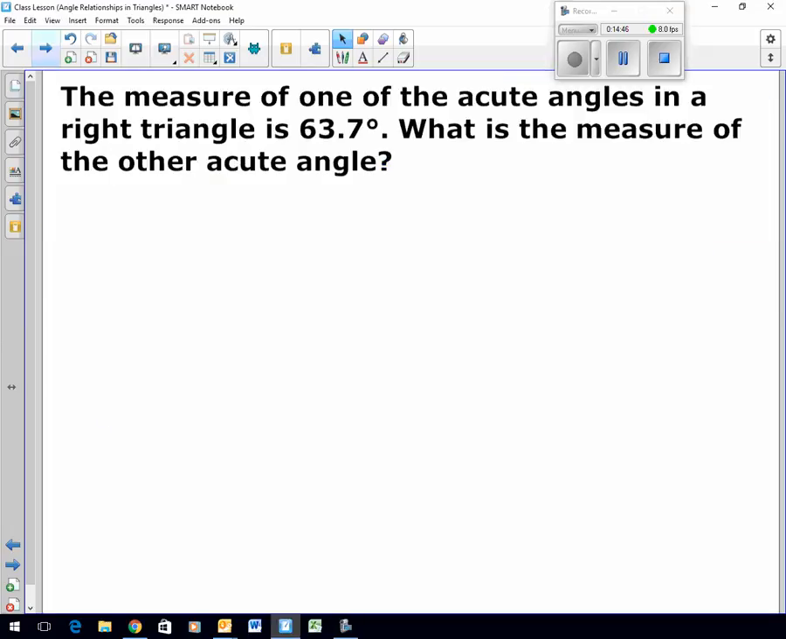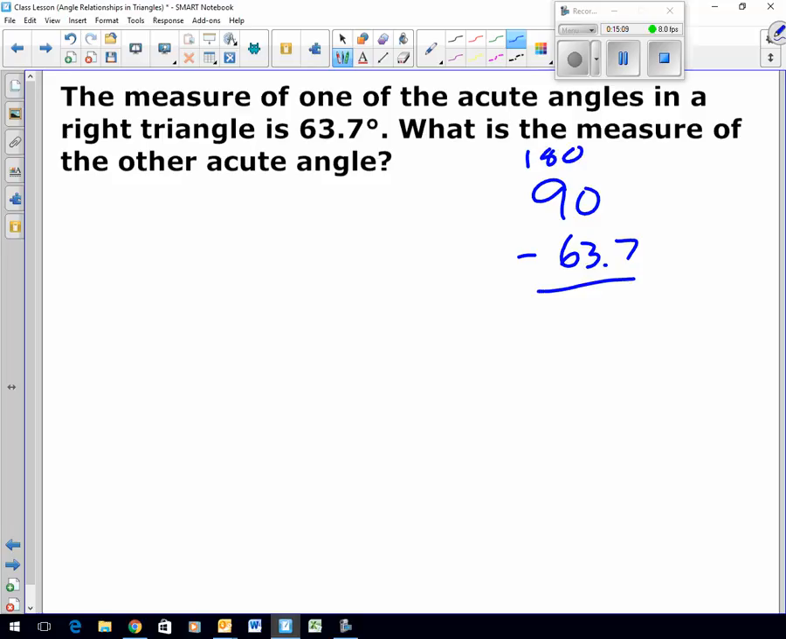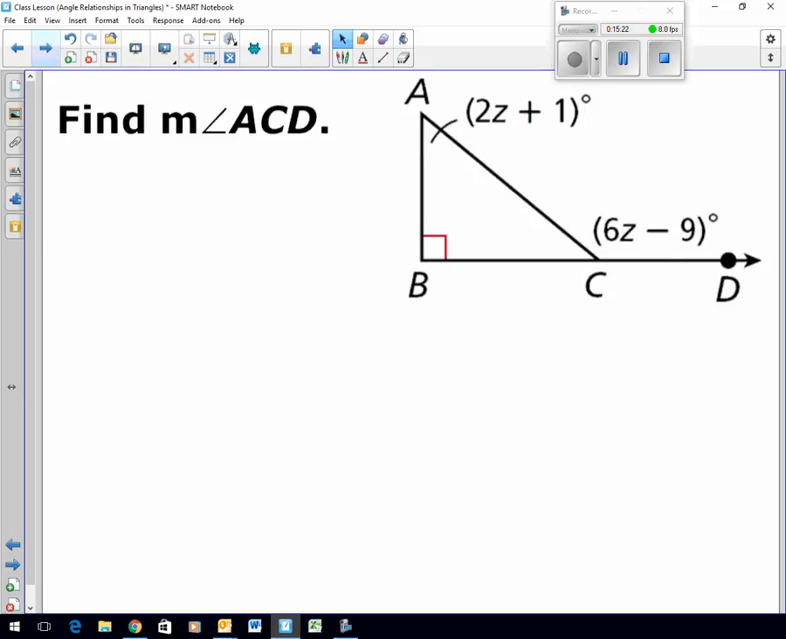How would I set this up? The measure of one of the acute angles in a right triangle is 63.7. If it's a right triangle, it has to have what kind of angle in it? 90 degrees, right? And the other two angles have to be complementary. So to solve this, I just go 90 minus 63.7. Or if you want to, you could go 180 minus 90 minus 63.7. Either one works. 26.3. Okay? Simple as pie.